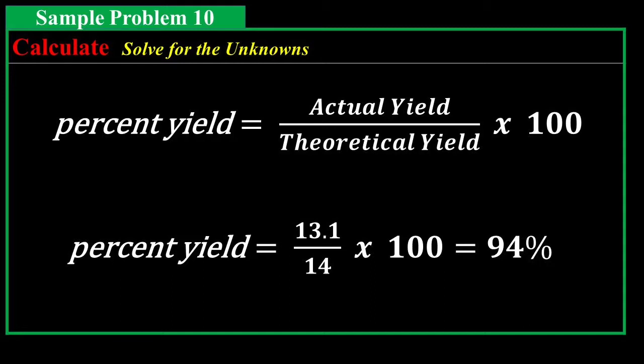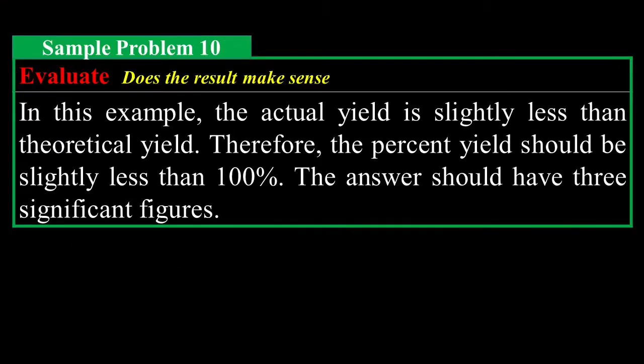Never happen. However, some experiments are routinely easy to do and you get good values. Other experiments are very difficult. If you're finding the ratio of zinc to zinc chloride, that's a terrible one to find because zinc chloride is very difficult to handle. In this example, the actual yield is slightly less than the theoretical yield. Therefore, the percent yield should be slightly less than 100. The answer should have three significant figures.